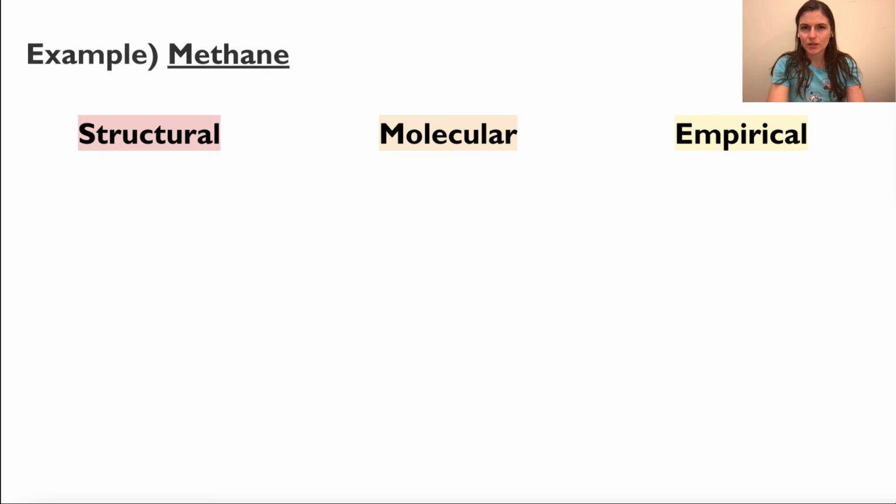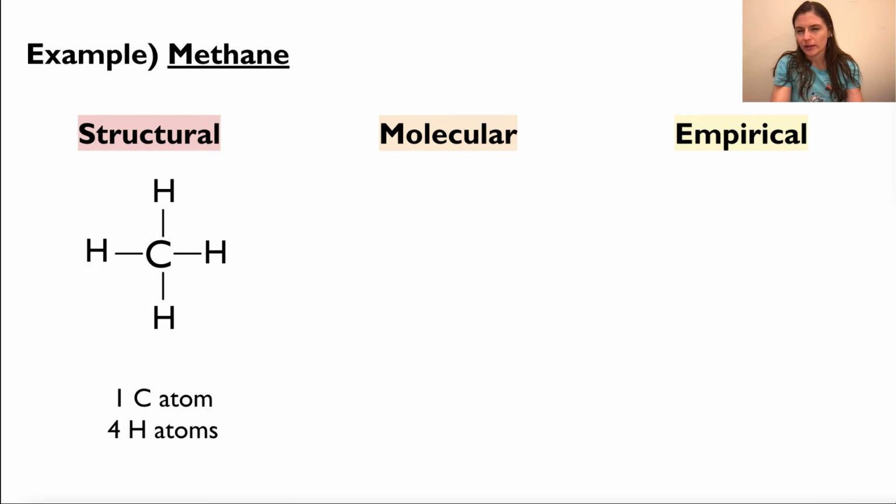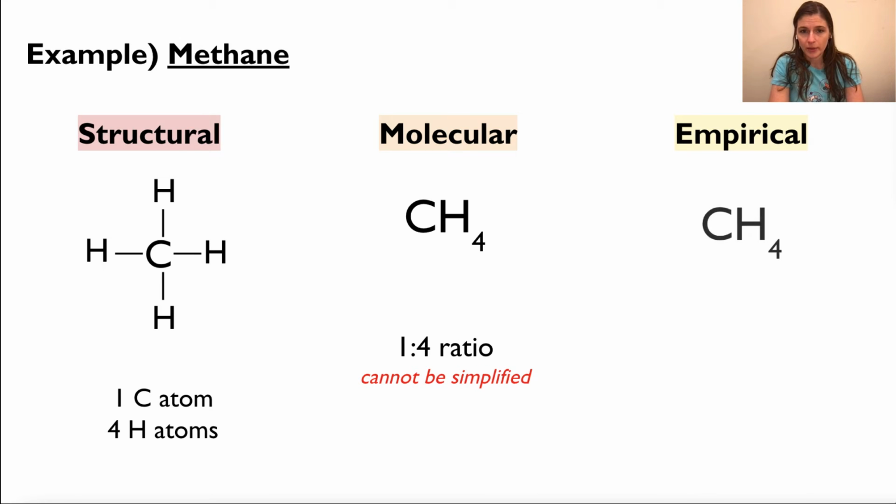Let's look at methane. I like methane as an example because you'll see that sometimes empirical formulas and molecular formulas end up being the same. So methane's structural formula is that it is 1 carbon atom single bonded to 4 hydrogen atoms. So its molecular formula is CH4 or C1H4, but you rarely see the 1 written down. That ratio can't be simplified anymore. 1 to 4 is already as simple as that ratio is going to get. So the empirical formula is the same as the molecular formula for this compound. The molecular formula for methane is CH4 because that's what the one molecule looks like. The empirical formula for CH4 is also CH4 because that ratio cannot be further reduced than it already is.